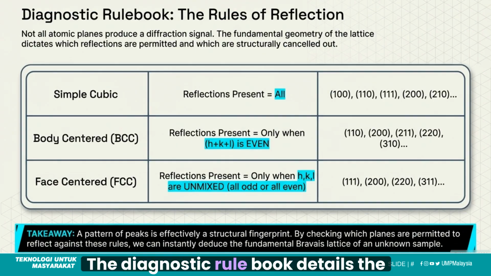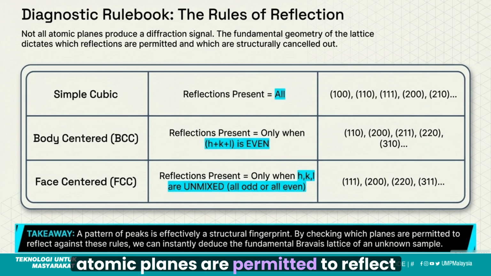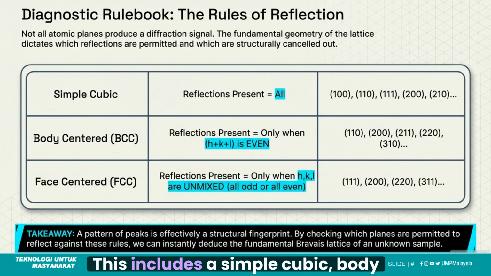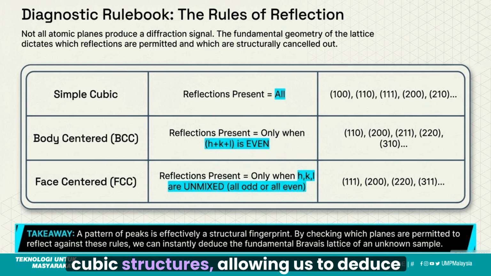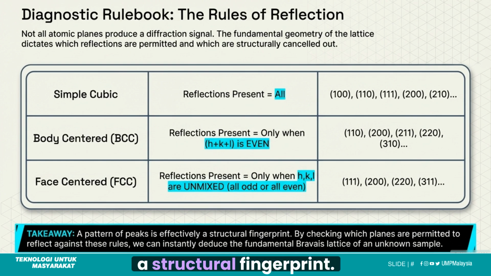The diagnostic rulebook details the rules of reflection, showing which atomic planes are permitted to reflect. This includes simple cubic, body-centered cubic, and face-centered cubic structures, allowing us to deduce the fundamental Bravais lattice of an unknown sample, effectively creating a structural fingerprint.